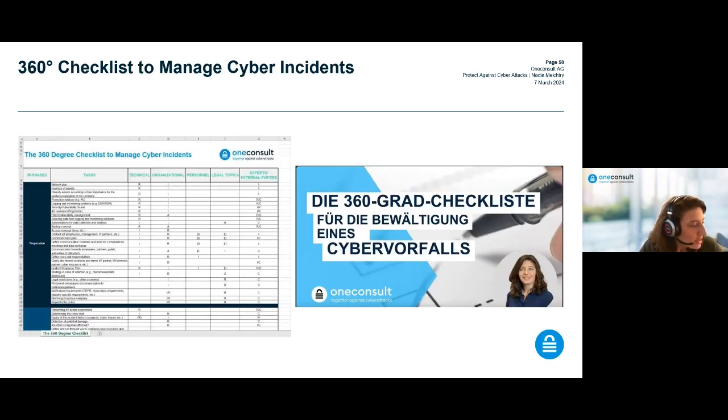Okay. So now we have covered all 5 entry vectors, and we have reached the end of this webinar. It has given you an overview of the most common initial vectors and some measures to prevent them. If you'd like to go a step further and get more information on how to prepare for and manage an incident, I recommend reading this blog post or watching this webinar on the 316-degree checklist.